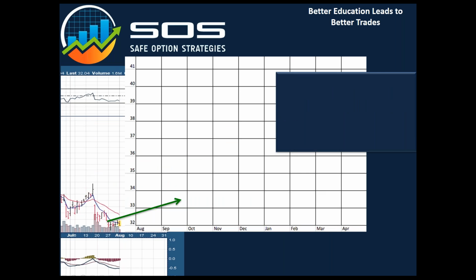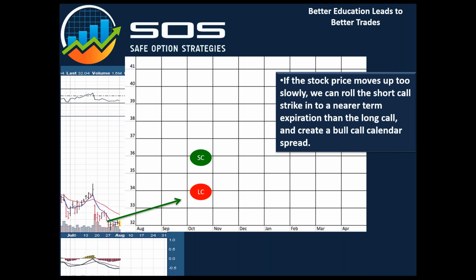Maybe in this case, a dollar move up could get us the 20% profit that we want. Now there are two different things that would cause us to adjust the trade that we've got to talk about. Number one is, what do we do if the stock is still moving up? It's just not moving up as fast as we expect it to.